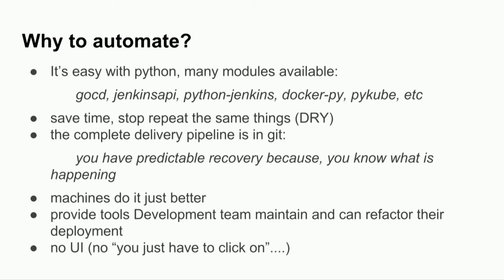So basically, let's talk about why we would automate with Python in the DevOps world. There are multiple different languages. For us, we chose Python because there are many modules already available on the market. They're open source. Examples are GoCD, Jenkins API, Python Jenkins, DockerPy, and things like that. Well, this will save you a lot of time.